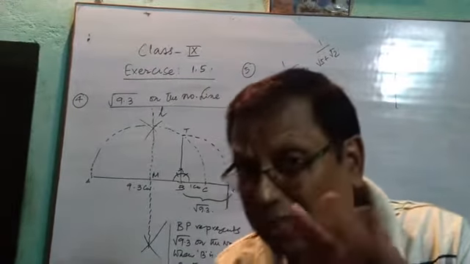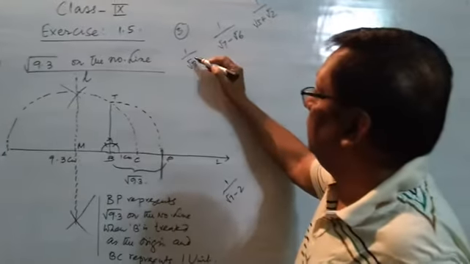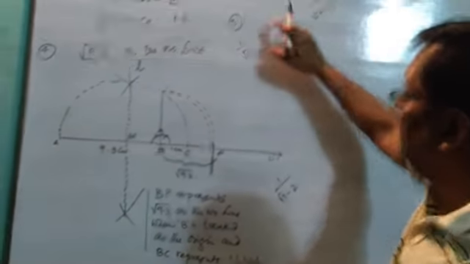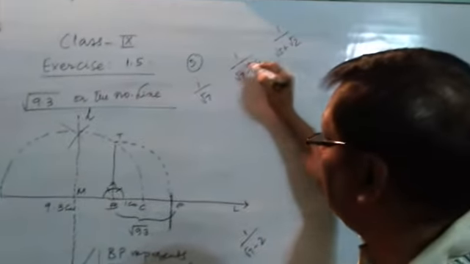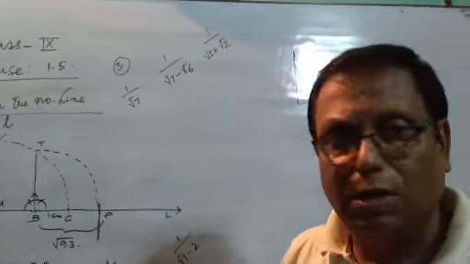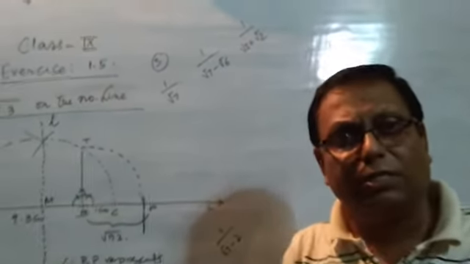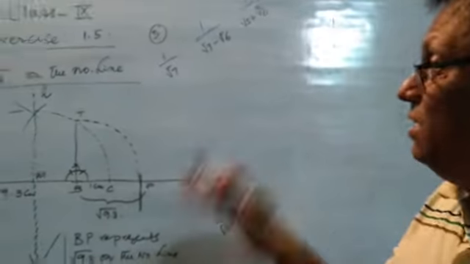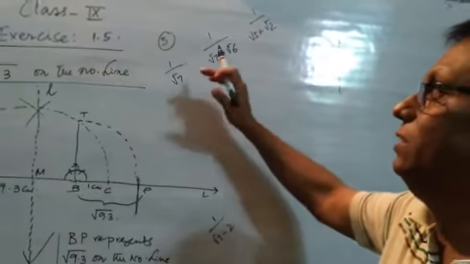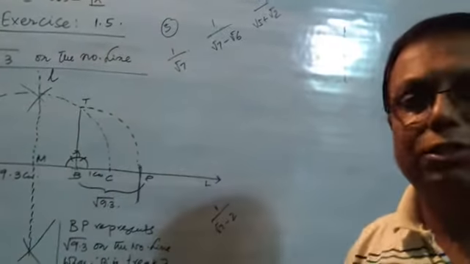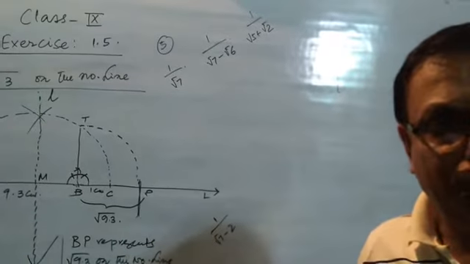Let me tell you one thing, students. See the denominator of each question. This is 1, this is 2, this is 3, this is 4. The denominator of each question is irrational. Rationalize the denominator means we have to make the irrational denominator rational. That much only and nothing more to do.